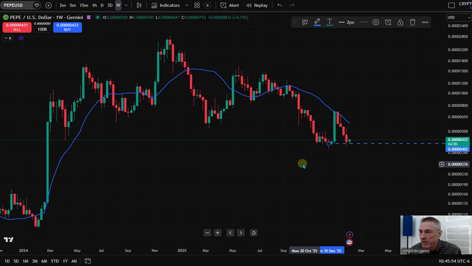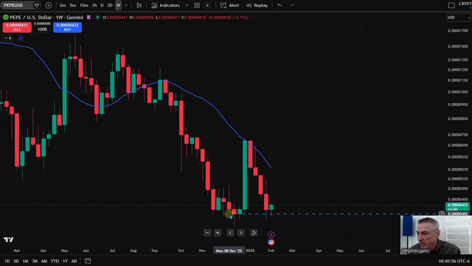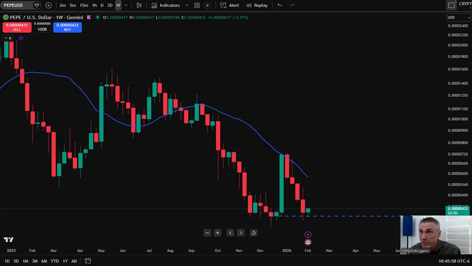Okay, we did make a low here. Actually, it's not looking too bad. See, low all through here. We failed to make a new low, and made a higher low here on the pullback.